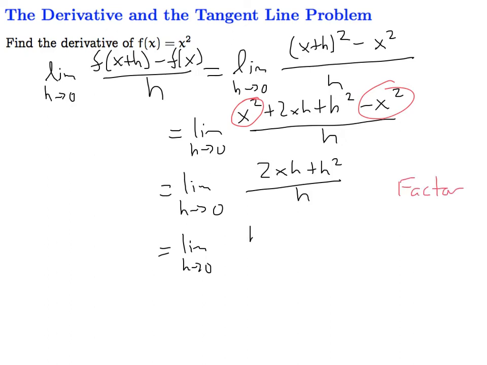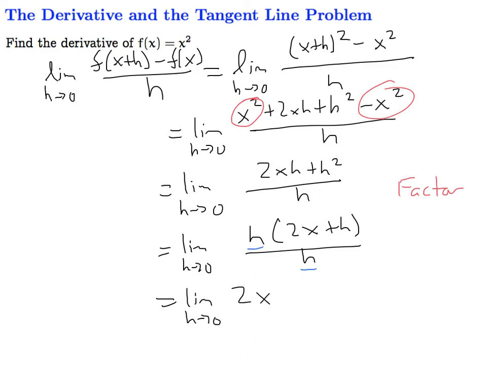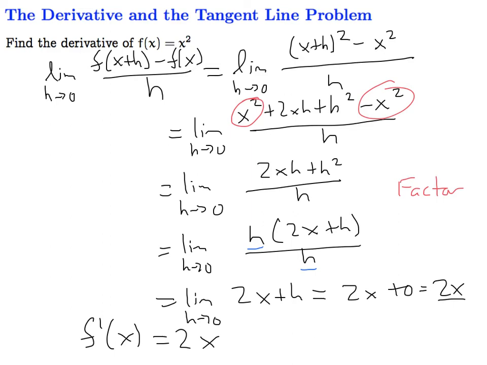What we're going to do is factor an h out of the numerator to leave us with 2x plus h all over h. And now these h's cancel. And so we're left with the limit as h approaches 0 of 2x plus h, which now we can just directly substitute, and we get 2x plus 0, so 2x. So this means the derivative of our function is the function 2x. This is the function that, when you give it a point, tells you the slope of x squared.